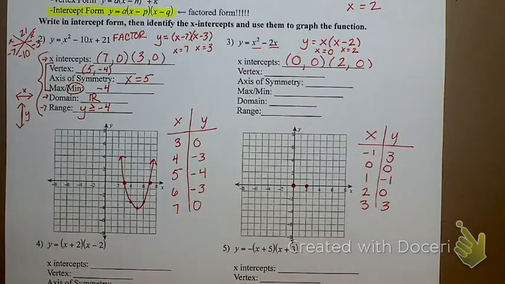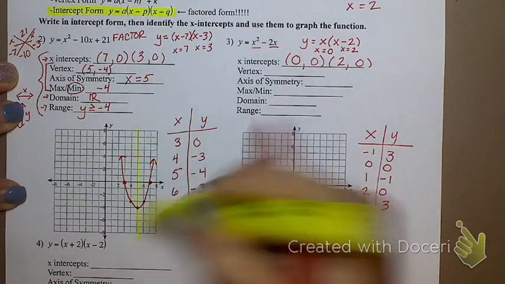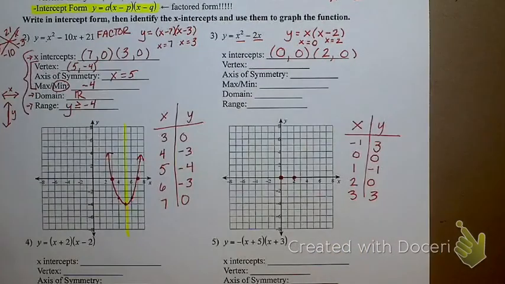Ooh, bad Franken. I forgot something on the last problem. I would lose 1 point from myself. Oh, you didn't. I didn't draw in my axis of symmetry. Make sure you draw that in. Don't lose a point like Franken just did.